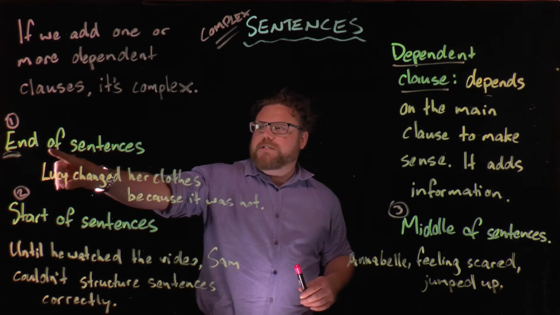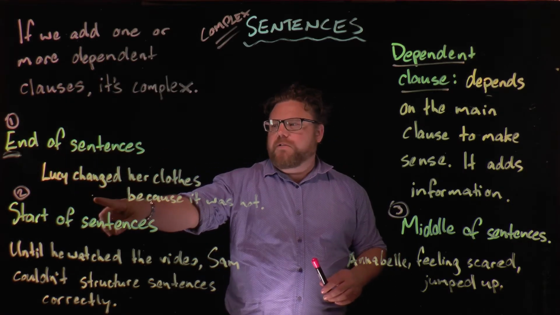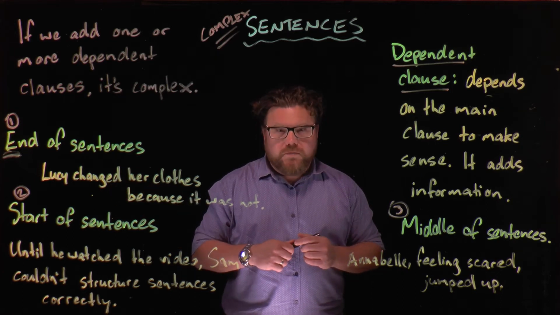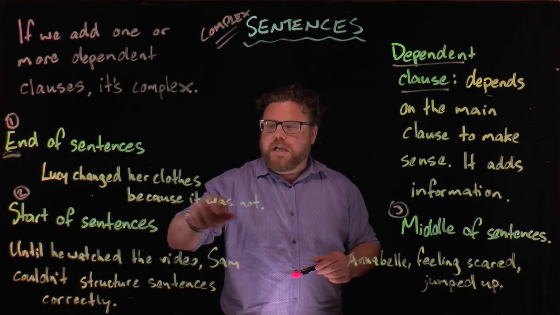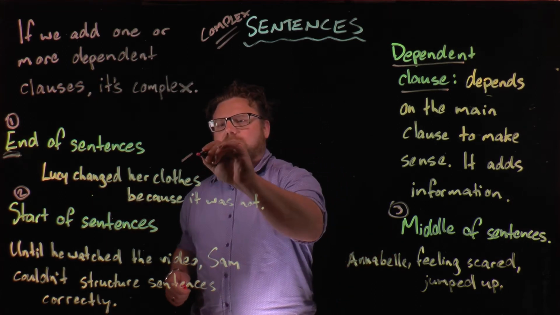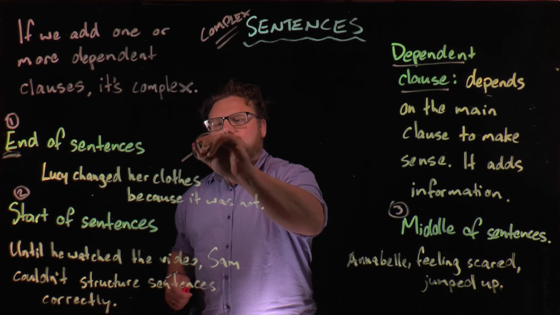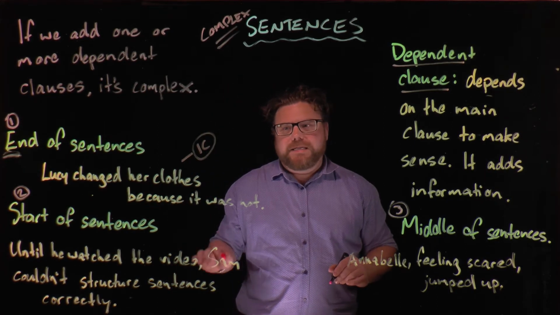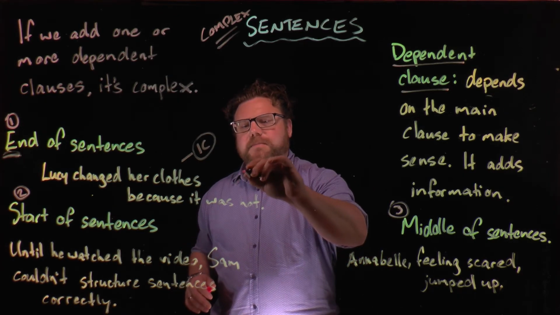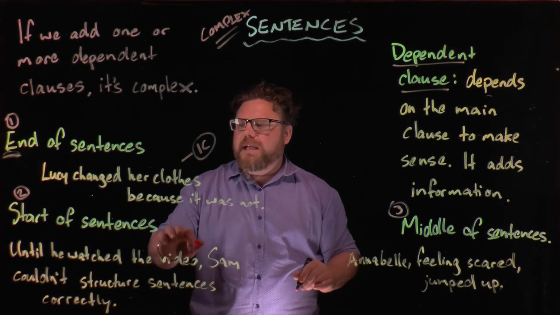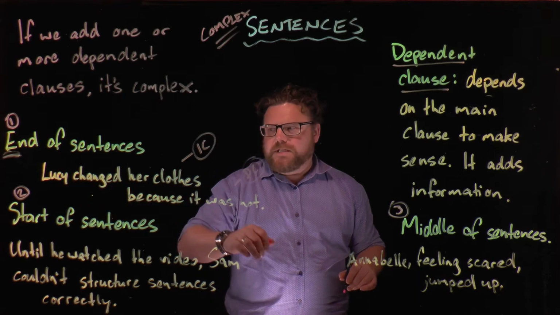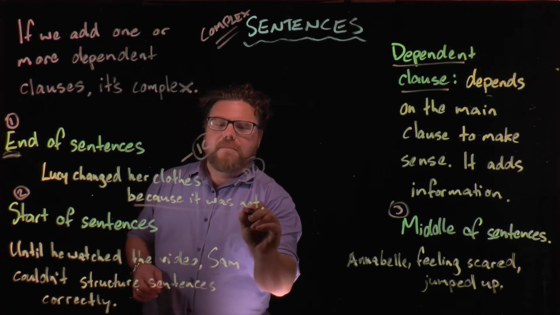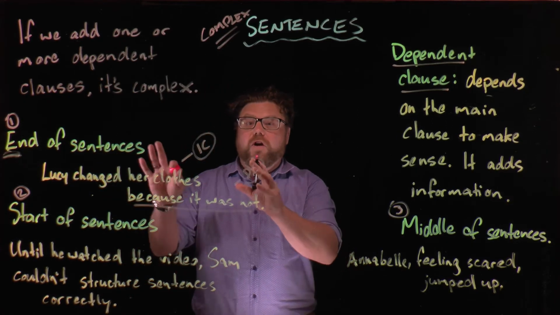You can find them firstly at the end of sentences. So if we look at this example here, it says, Lucy changed her clothes because it was hot. Now, Lucy changed her clothes can stand alone. It is an independent clause. But because it was hot doesn't make sense by itself. It's a dependent clause. It depends on the beginning of this sentence to make sense. So in this case, the dependent clause has come at the end of our complex sentence.